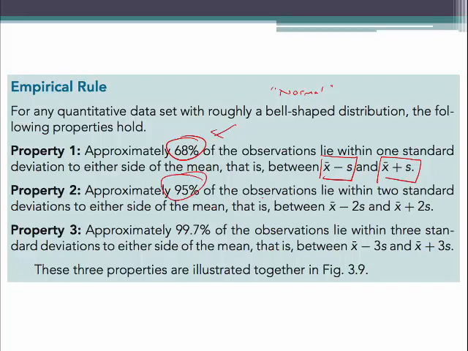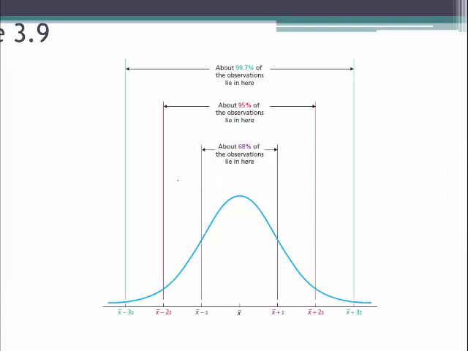Approximately 95% of observations lie within two standard deviations to either side of the mean. Okay, that is from x bar minus 2 standard deviations to x bar plus 2 standard deviations. You can go out a third one here. Okay, approximately 99.7 percent of observations lie within 3 standard deviations of the mean on either side. So x bar minus 3 standard deviations to x bar plus 3 standard deviations. And you can see this, all right, in the next figure here, okay?